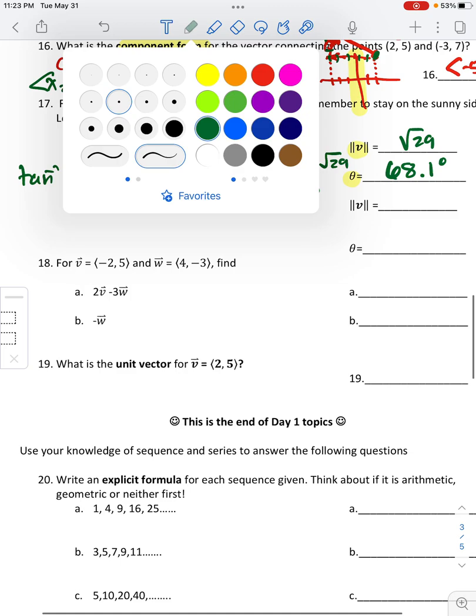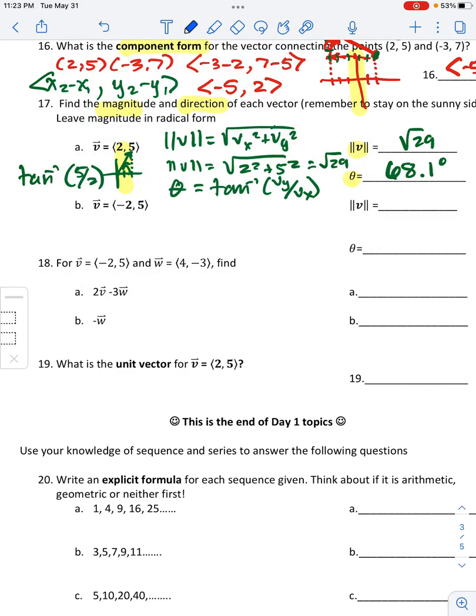Okie doke. So this is a repeat performance, but here you're going -2 and then up 1, 2, 3, 4, 5.